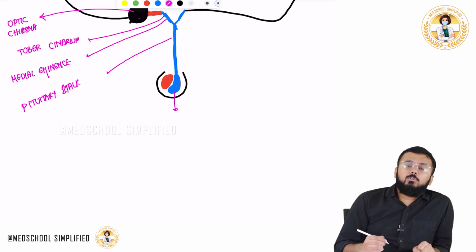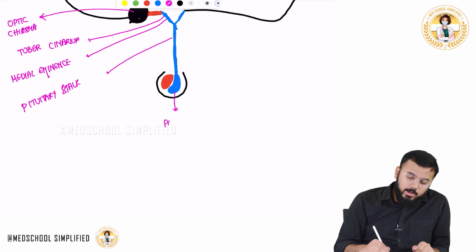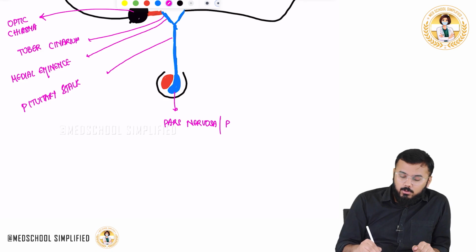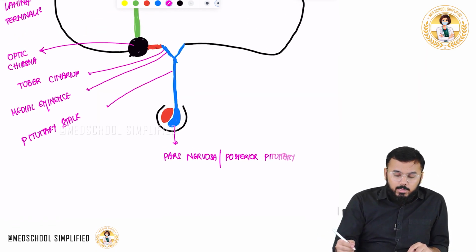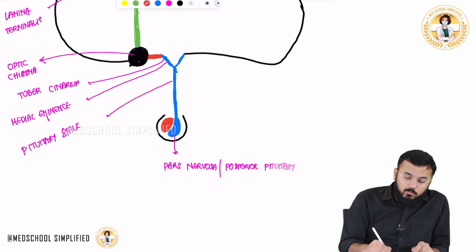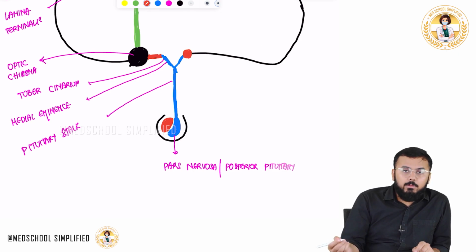The posterior pituitary is also given another name, pars nervosa. Pars nervosa, or you can also call it the posterior pituitary. Now just behind that you have one more rounded structure here. This is called your mammillary bodies.